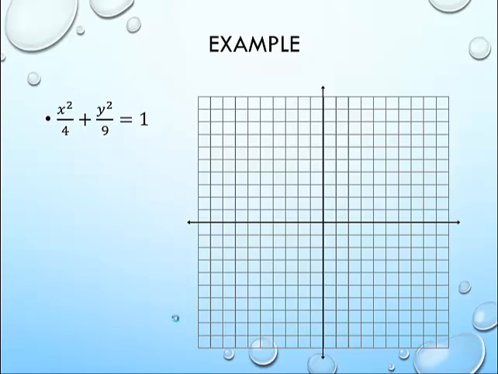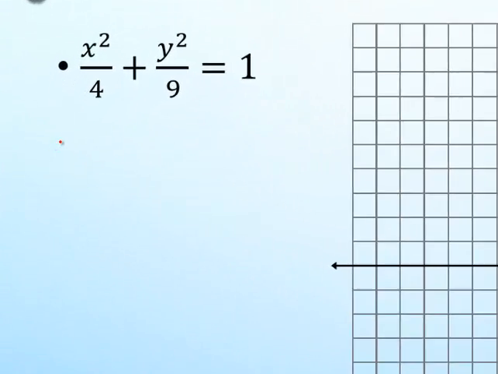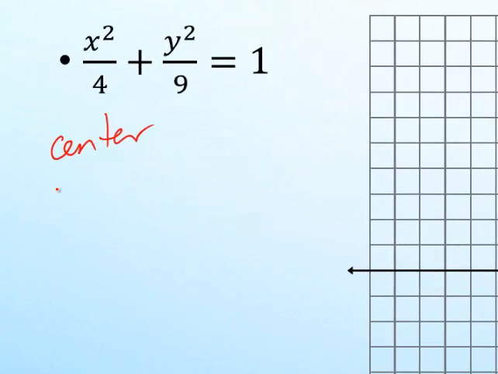Okay, our first example. We have x squared over 4 plus y squared over 9 equals 1. When we're graphing, we need to be able to find the center, a and b, and our foci. And with our foci, we also need to find c. So we need to find a, b, c, our center, and our foci.